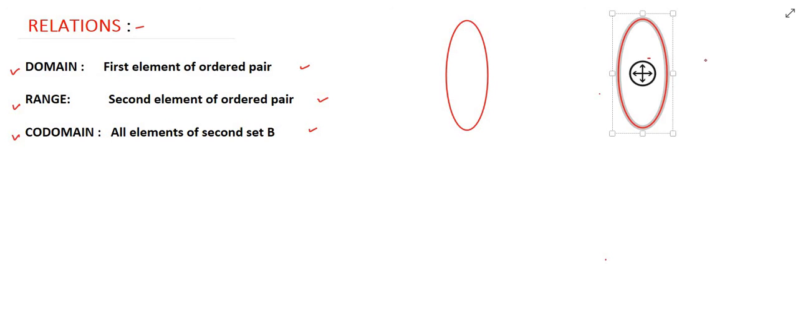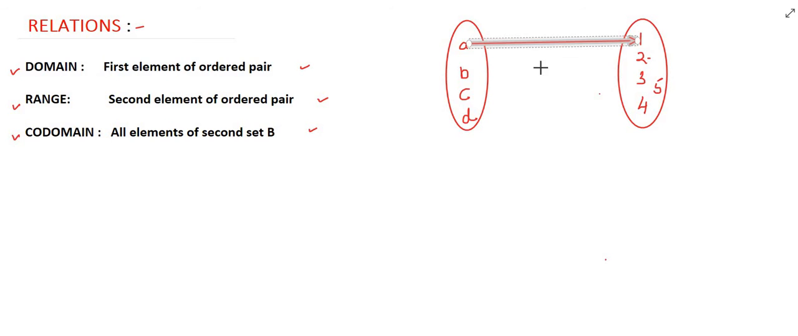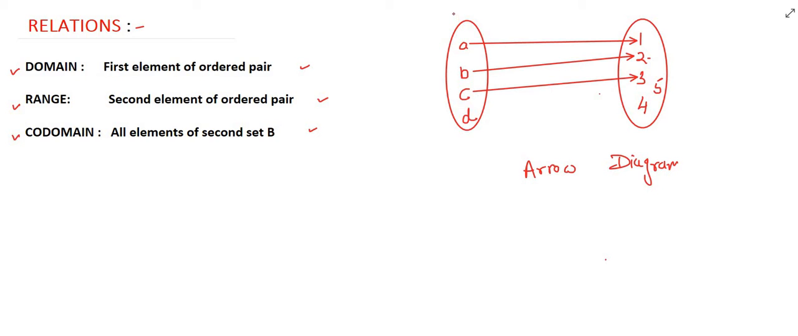Suppose this is a relationship which is given to you. Here are A, B, C and D. Here are say 1, 2, 3 and 4, maybe 5, and A is related to 1, B is related to 2 and C is related to 3. This is a relationship and the way of this representation is called an arrow diagram. Okay, so this is called set A. This entire set is A and this entire set is B.